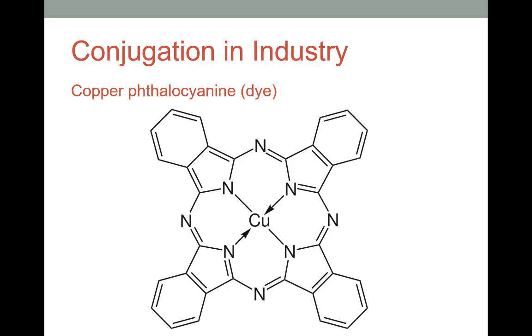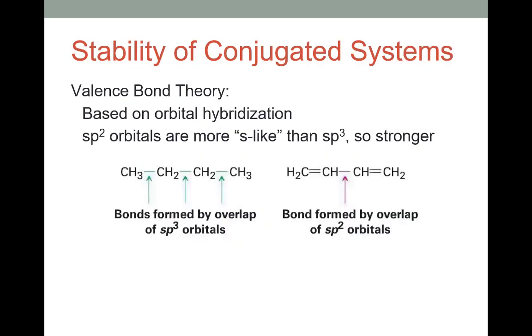So besides the fact that they tend to be nicely colored if they're extensively conjugated, why do we care about these molecules? Well, conjugated systems are particularly stable, and we'll see this even more so later on when we talk about aromatic systems, but conjugated systems are especially stable, and this is based on the idea that we have overlapping orbitals. So we can consider this from two different perspectives.